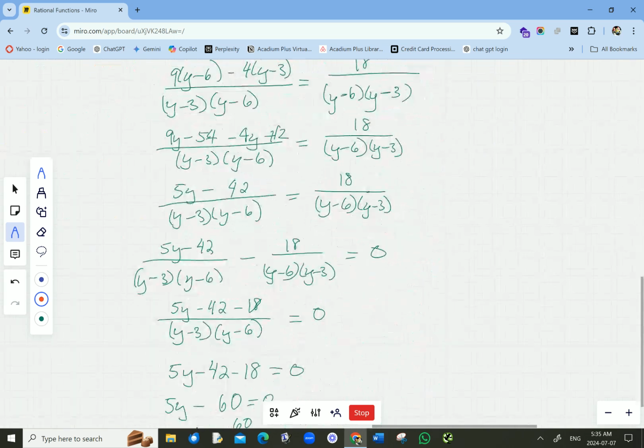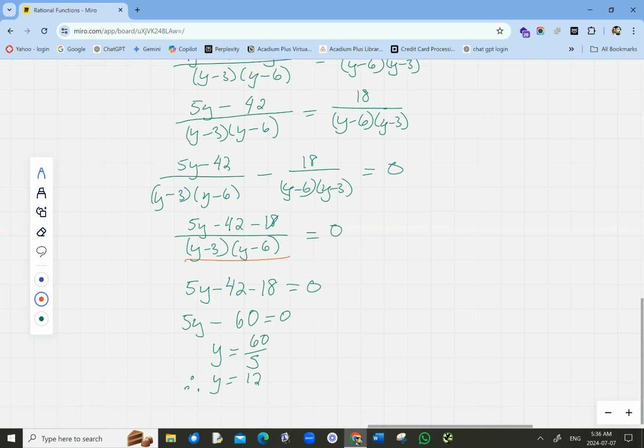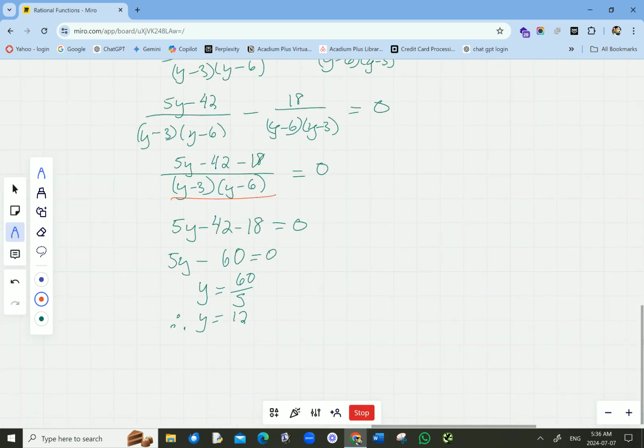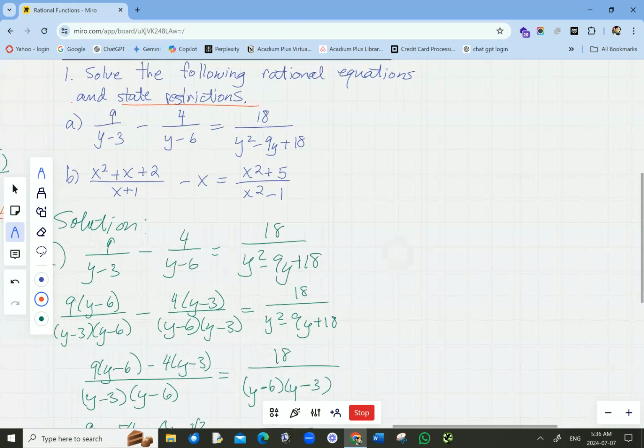The restrictions are when the denominator equals 0. We found that our complete denominator is y minus 3 times y minus 6. So that means y cannot equal 3 or 6. Those are our restrictions. That took quite a lot of time to go through.